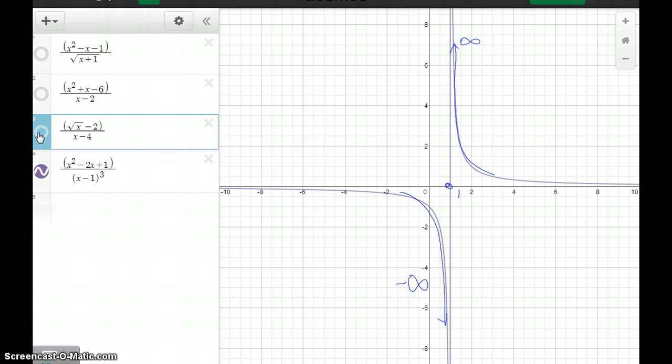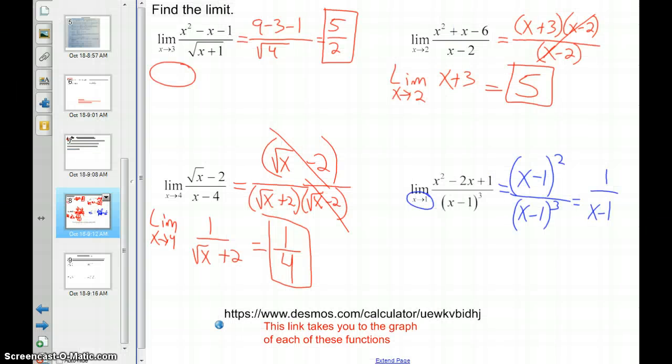So remember from yesterday, if a limit is going to exist, the y values have to be approaching the same number from both sides. We're not. We're going to negative infinity on one side, positive infinity on the other side. So what that means is this limit does not exist.